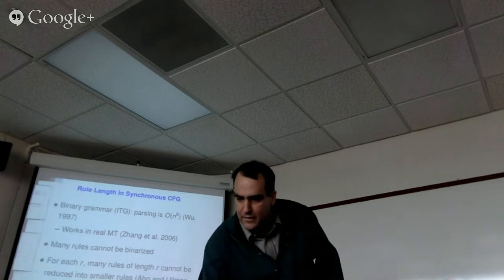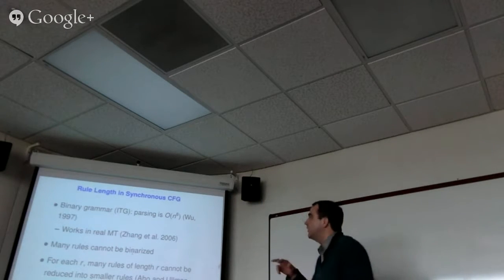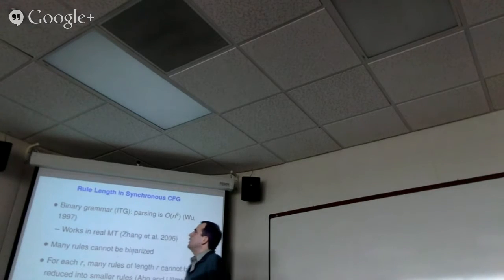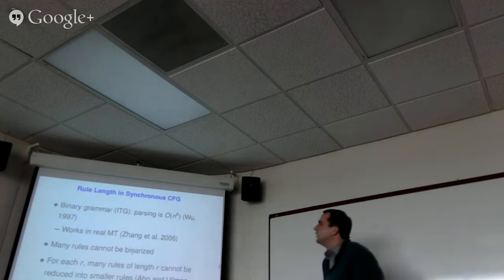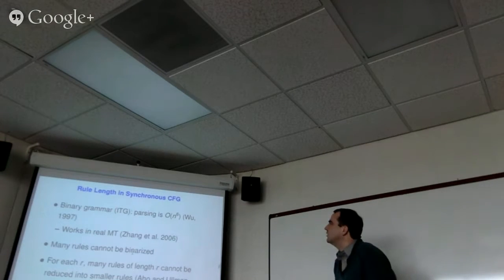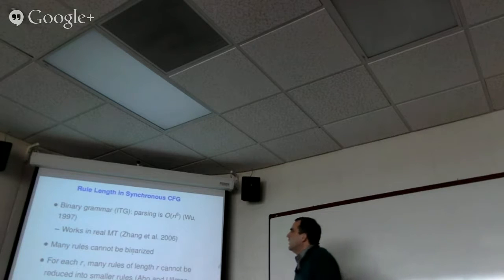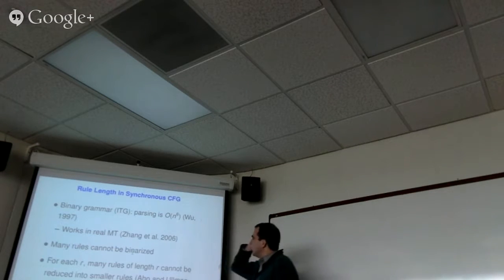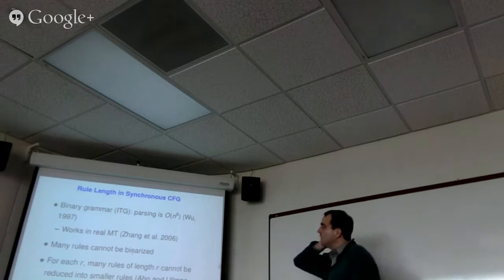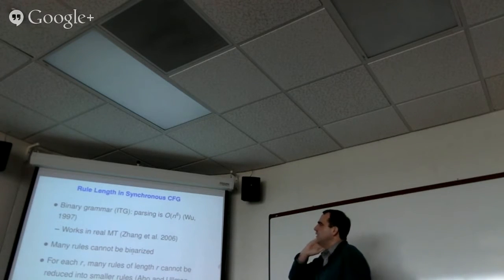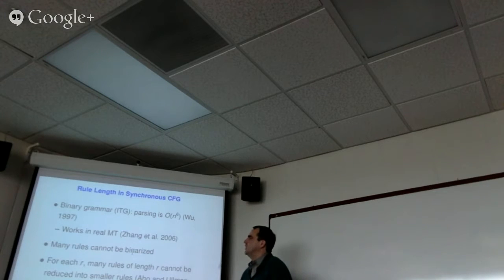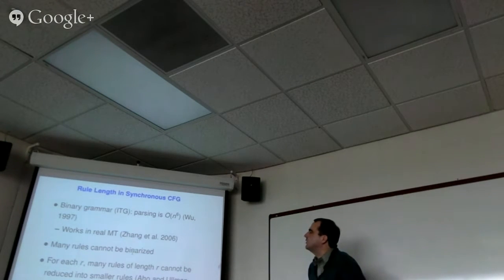In machine translation, typically the rules only have two non-terminals on the right-hand side. So binary grammars. It's also called inversion transduction grammar. So ITG is inversion transduction grammar. And you can parse in time n to the 6, where n is the sentence length. It seems to be that in real machine translation, you don't need more than two non-terminals on the right-hand side. If you do have more than two non-terminals on the right-hand side, you can't always reduce it down to 2. So we'll see examples of that.